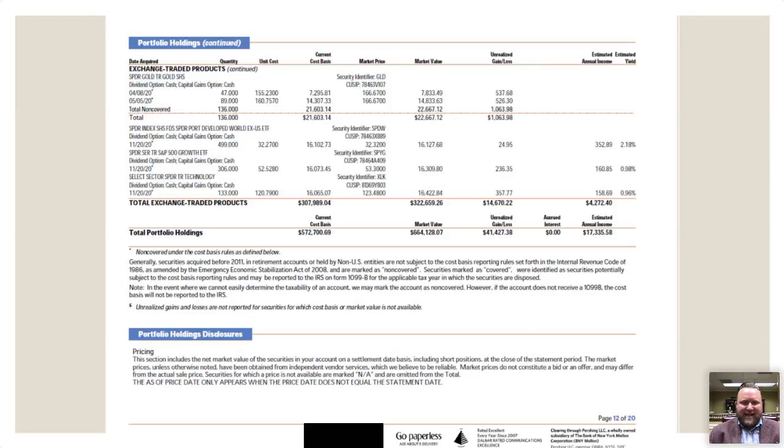So annual income is different than unrealized gains and losses. The income is in addition to the gains and losses. So you want to make sure you understand you're not just getting the gains and losses, but also income on top of that.